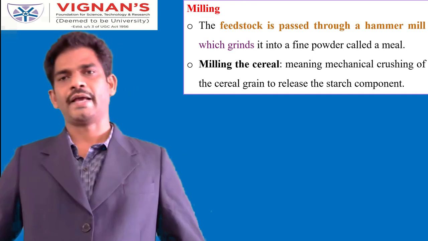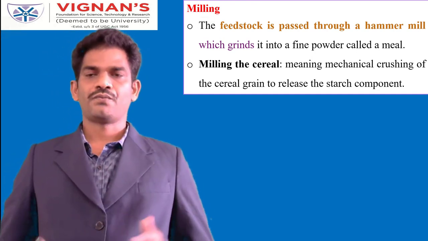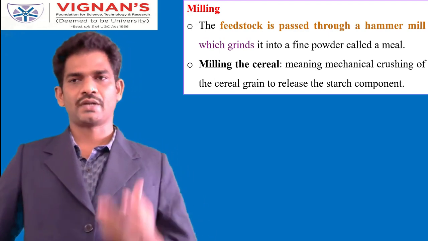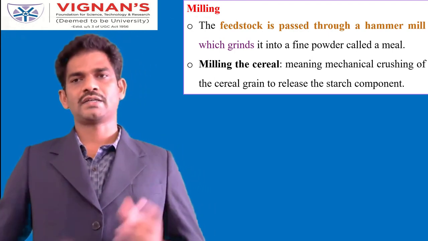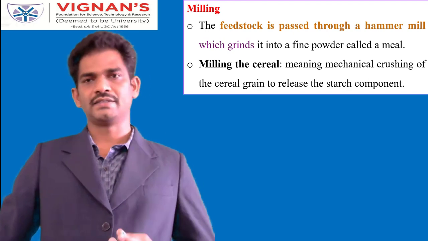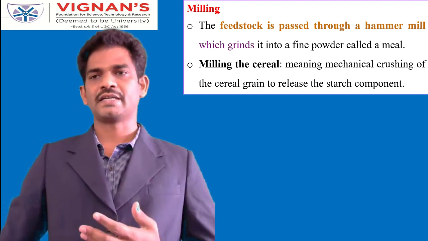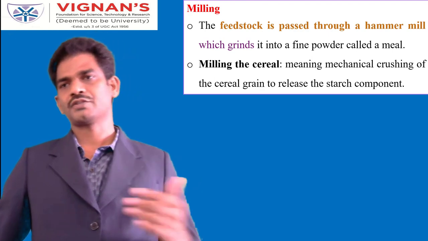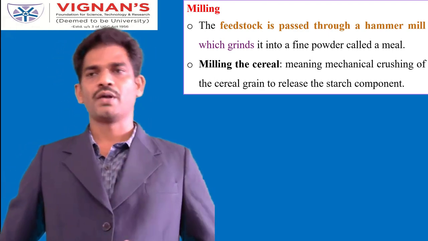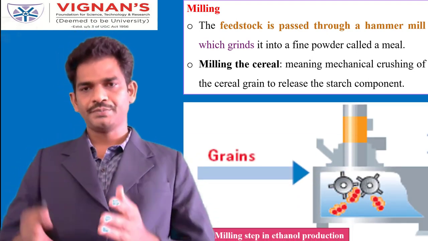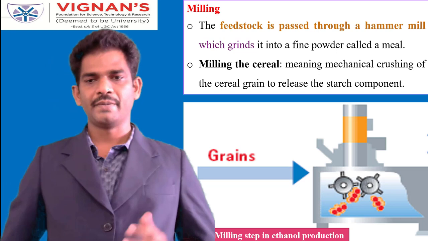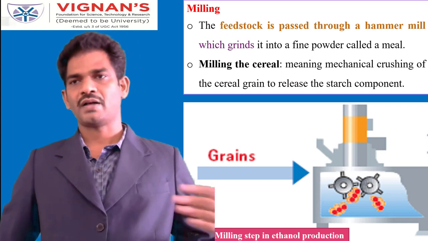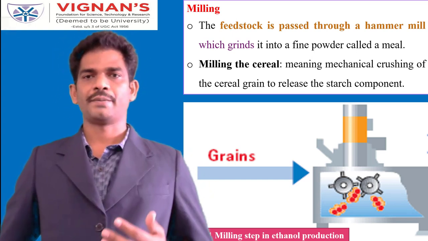We can see the first step is the milling process. For ethanol production, the primary raw material we collect is different grains which are rich in carbohydrate. These carbohydrate-rich food grains are first subjected to milling. Milling is basically a crushing process, where the feedstock used as raw material is passed through a hammer mill for making a fine powder, which we call meal. You can observe the milling step of ethanol production in the figure here, where the grain selected as raw material for production of ethanol is passed through the hammer mill for making the fine powder.